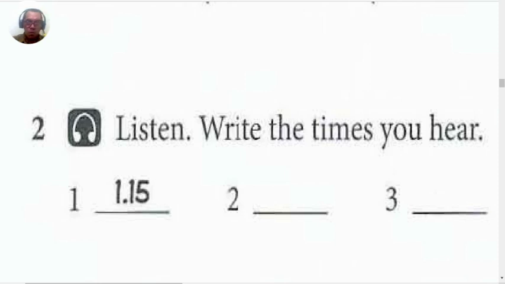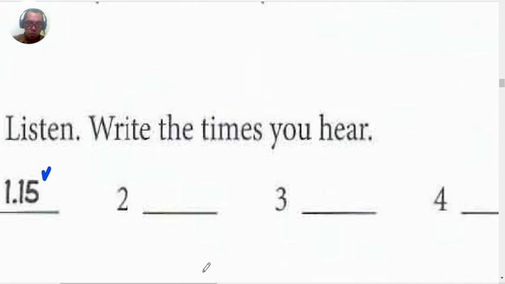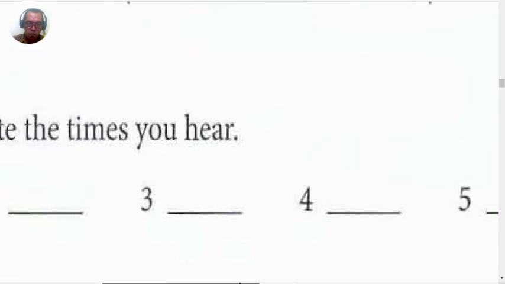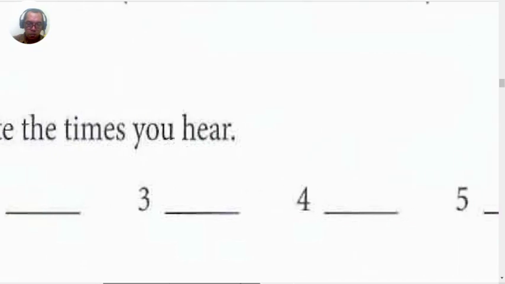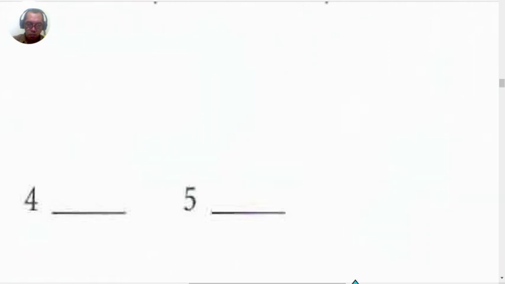Unit 6, Exercise 2. 1. 1:15. 2. 7:30. 3. 3 o'clock. 4. 10:45. 5. 2:30.